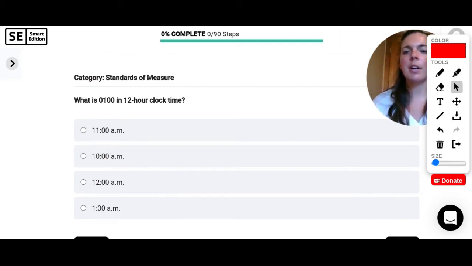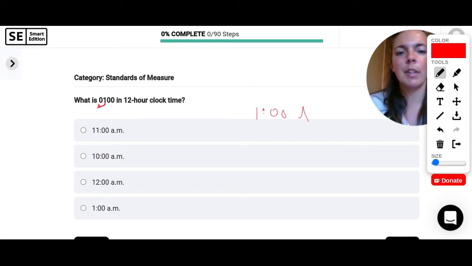Okay, what is 100 in your 12-hour clock time? So 12-hour clock time, we're going from military to our 12-hour clock. We're going to look at these first two numbers, and since they are 12 or less, we don't have to change anything. And because it's less than 12, we know it's AM. So this is really just 1 AM. This is 1 in the morning, 1 AM. There it is.